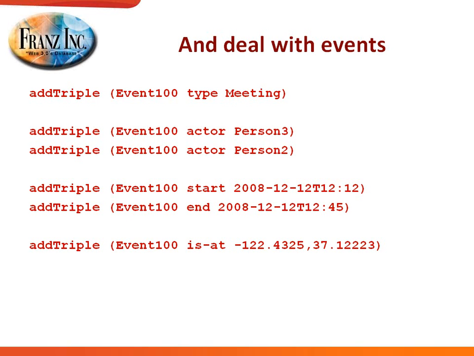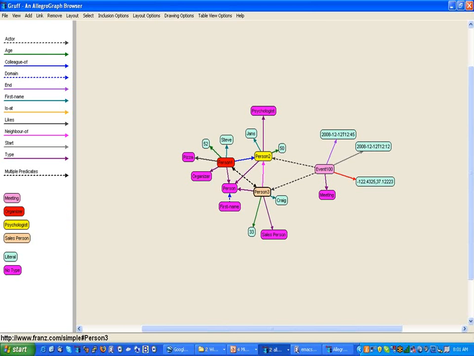So we use latitudes and longitudes as pairs. We don't have separate triples for the longitude and latitude. You can do that, of course, but we have an indexing scheme where we use them in pairs, a two-dimensional indexing scheme. And now you see the graph again, and you see that there's an event 100 that's related to person 2, person 3. It was a type meeting. This is the location, and this is the start and the end time.